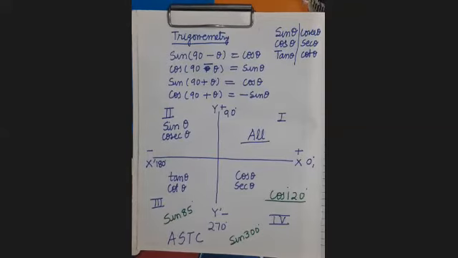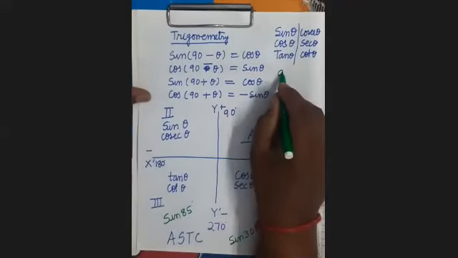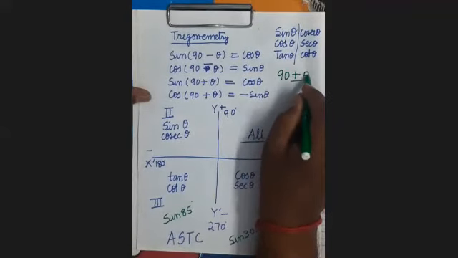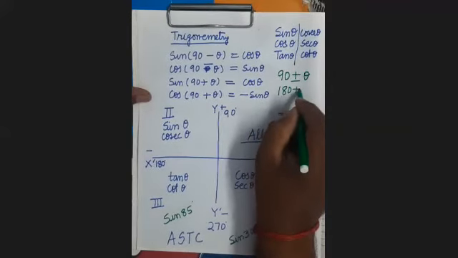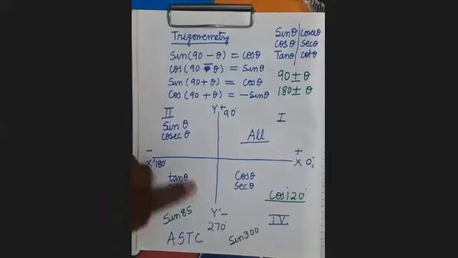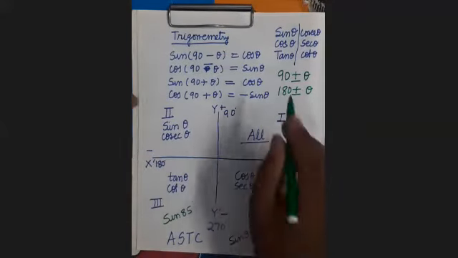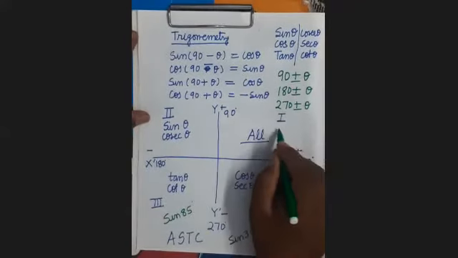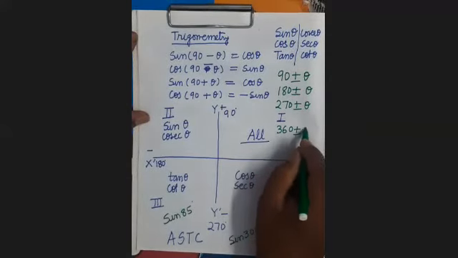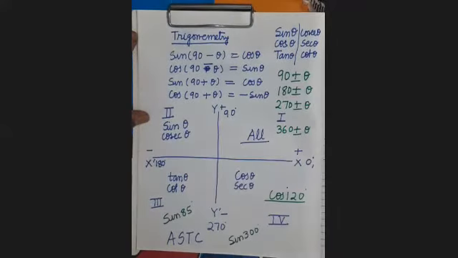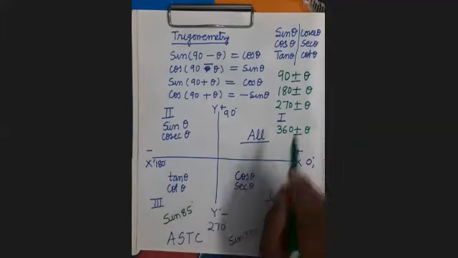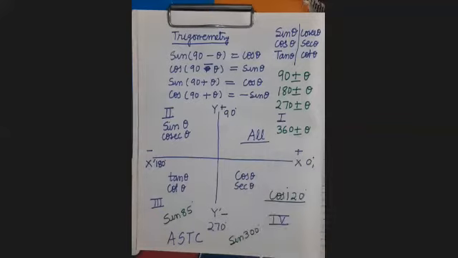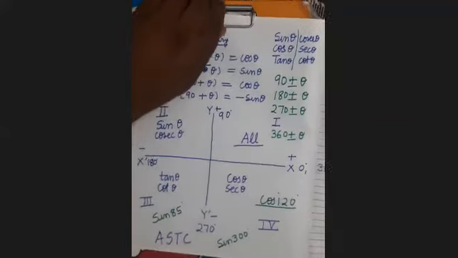Now see here. In trigonometry, we express the angles in the following way: either 90 plus minus theta, 180 plus minus theta, 270 plus minus theta, or 360 plus minus theta. Now you can see here, what does it mean?